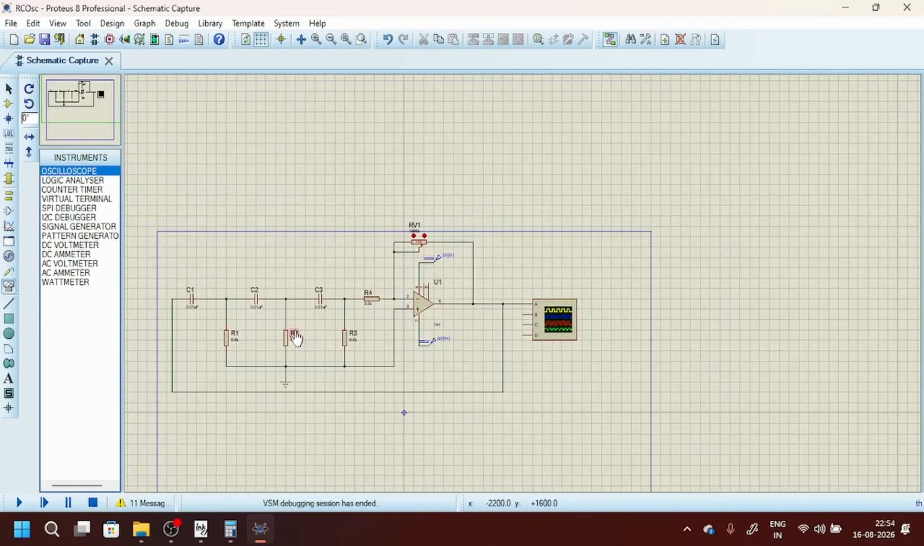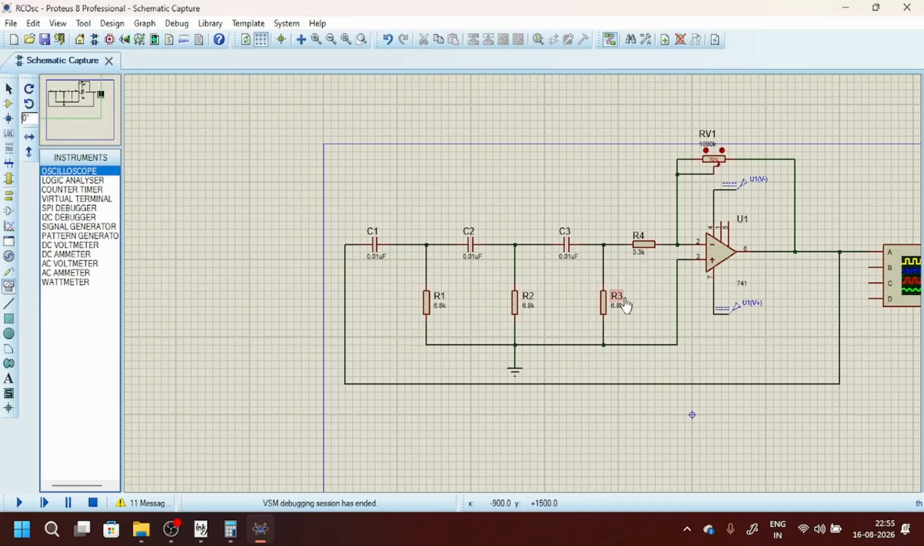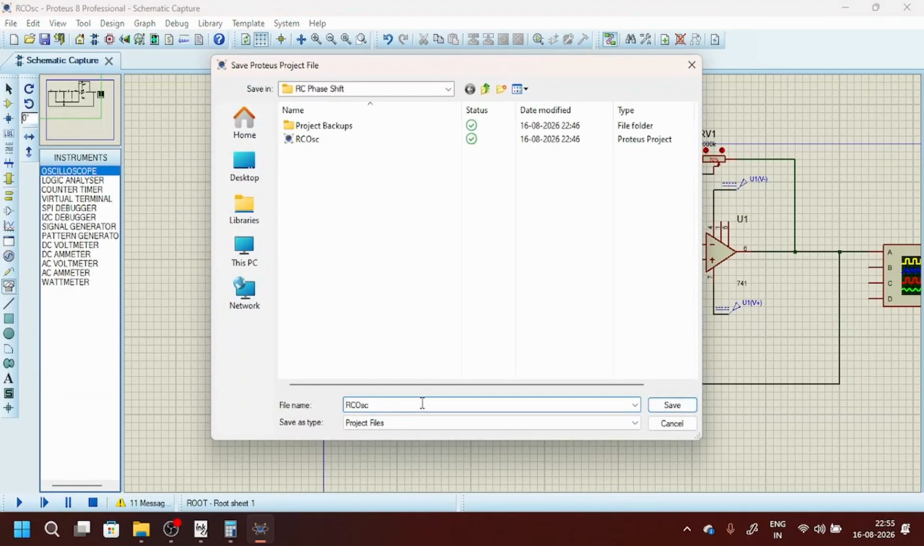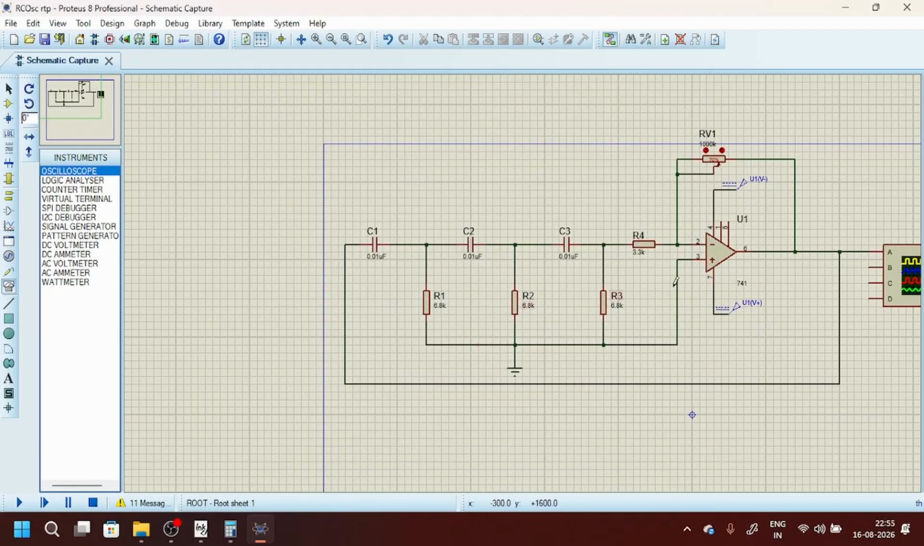So yes, we can proceed with the PCB. But before going for the PCB, we need to do some changes. Those are nothing but keeping some points to get the output, and to give the power supply to the 741 op amp. Simply, what I'm going to do is save this project as RTP, ready to print. Click OK, enter.